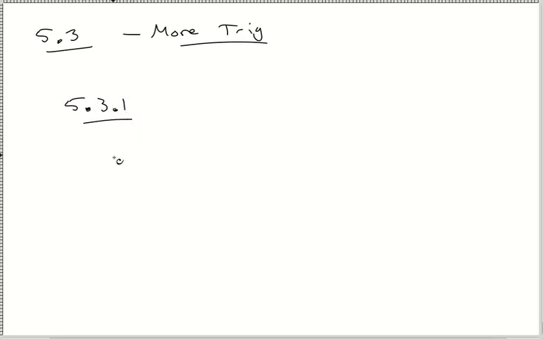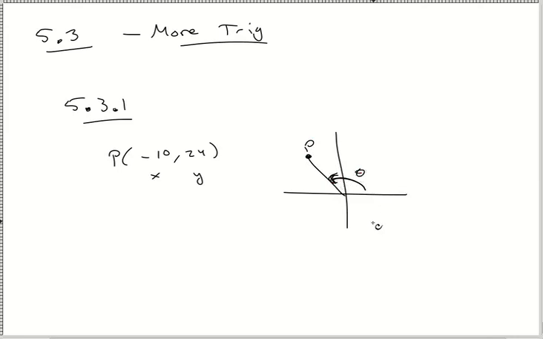So 5.3.1, I have a point negative 10 comma 24. Again, that's an xy point, and they're wanting to know not the angle, but the sine, cosine, and tangent of that angle. So we have my point P out here. This way is my theta, and they're wanting to know what is sine of theta, cosine of theta, tangent theta, all that kind of stuff. Well, okay. How do we do it?